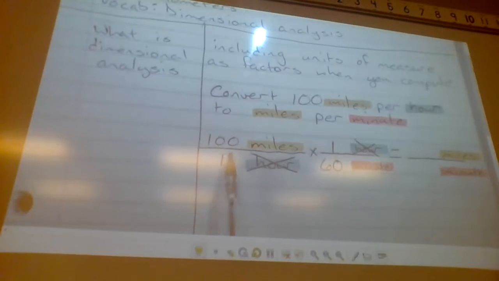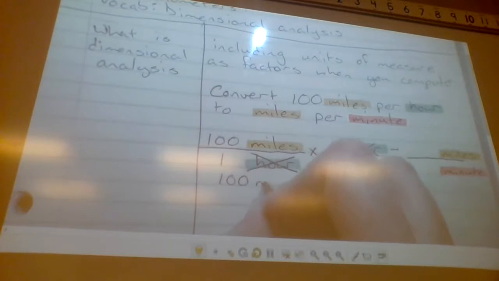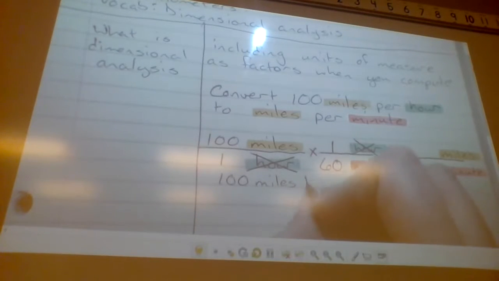What is 100 times 1? 100. That everyone gets, right? But it has to have the labels. If we did not cancel those labels, we would have 100 miles hours, right? That doesn't make sense. As a final answer, it would not make any sense.